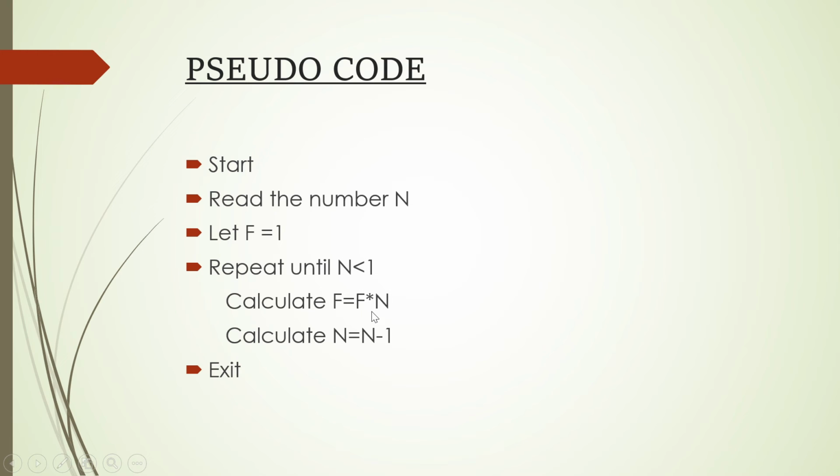तो n जब तक 1 नहीं होता तो तब तक ये क्या करेगा, f equals to f into n करेगा और n को 1 से घटा देगा। उसके बाद फिर से ये रिपीट करेगा। Loop will go on until this condition is satisfied, and once it is satisfied it will terminate and we will exit the program. This is the pseudocode of this program.